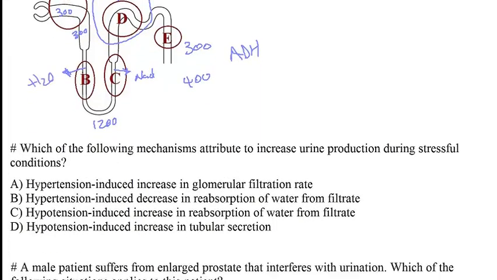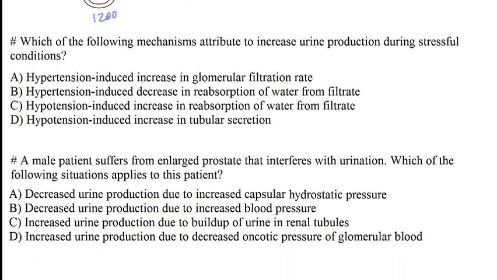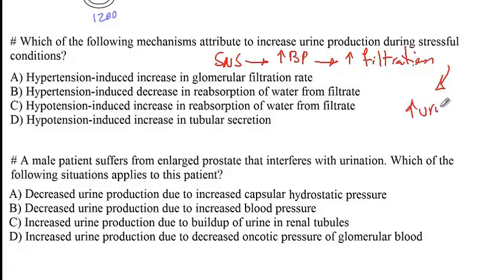Next question is, which of the following mechanisms attribute to increased urine production during stressful condition? So what happens during stressful condition? Sympathetic nervous system gets activated. There is high blood pressure, as a consequence of which there is now increased filtration, or in other words, increased glomerular filtration. And now from here on, there would be increased urine production. So let's see which of these answer choices meets this criteria. So hypertension induced increase in glomerular filtration rate, that is correct.